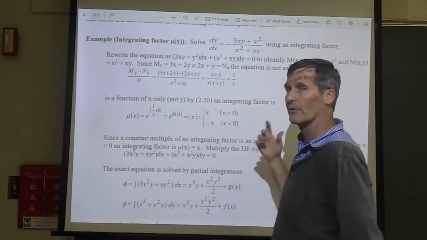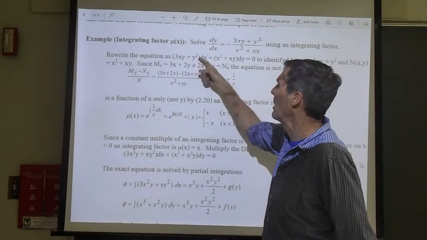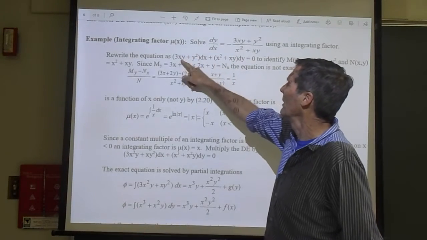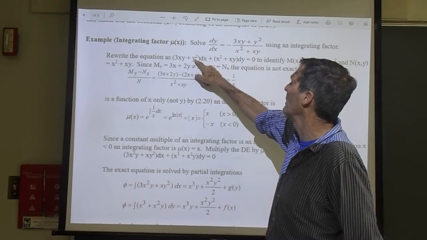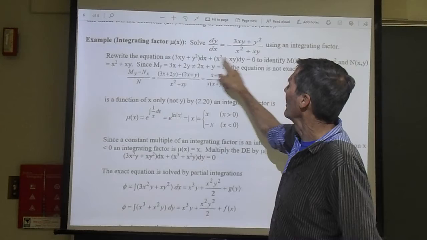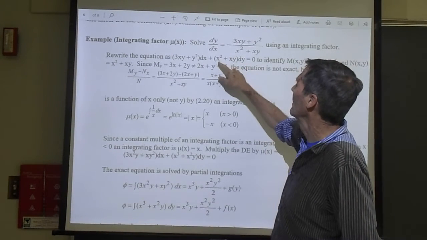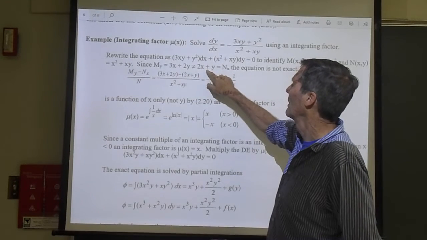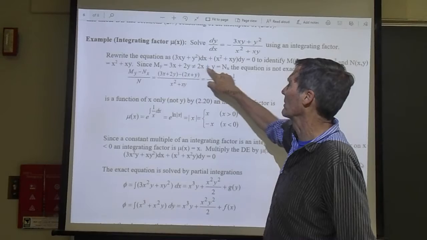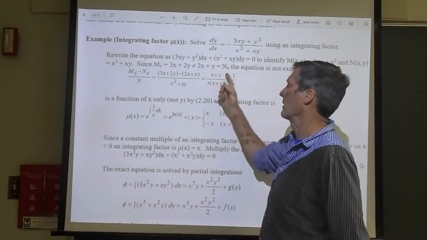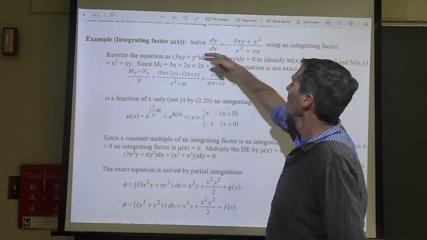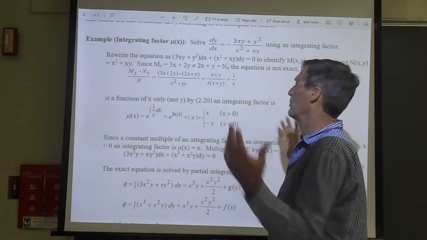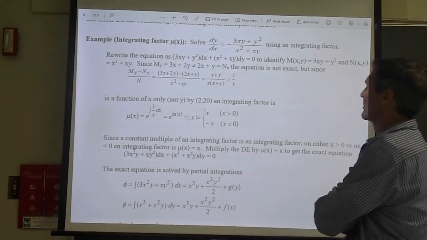How do you know it doesn't work? You use the test from last time. This is M, this is N. We take partial of this with respect to y, and let's see what we get: 3x plus 2y. And then we take partial of this with respect to x: 2x plus y. They're not equal, right? 3x plus 2y is not equal to 2x plus y. So M_y and N_x are not equal. There is no function such that this is partial phi with respect to x and this is partial phi with respect to y. We can't apply the method for exact equations here.